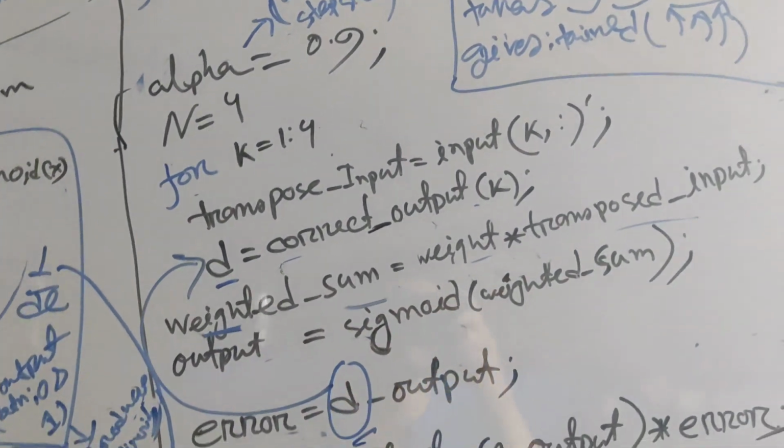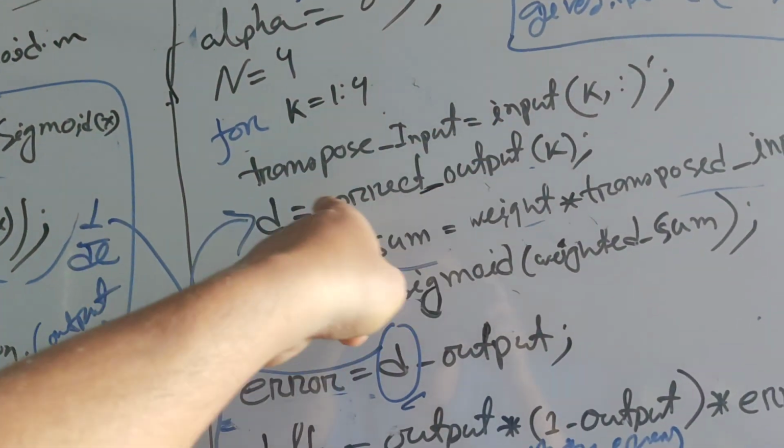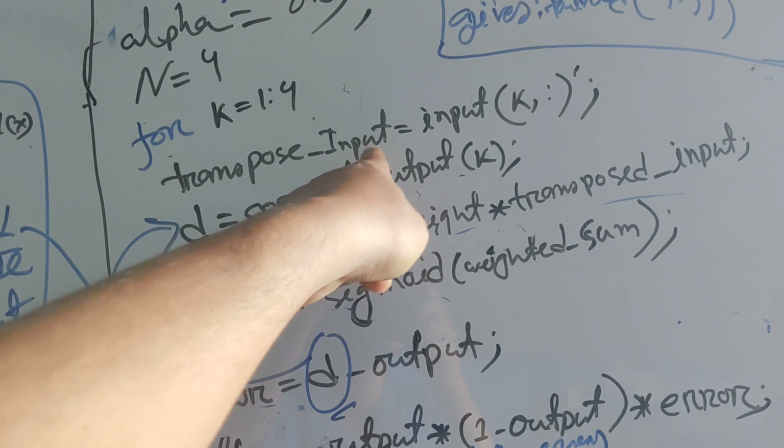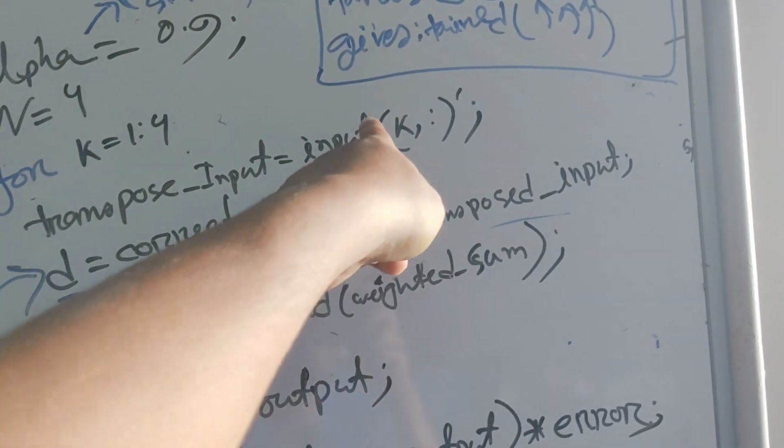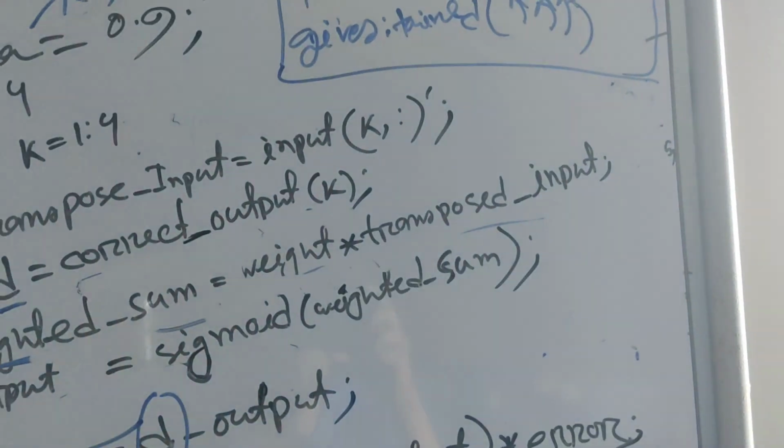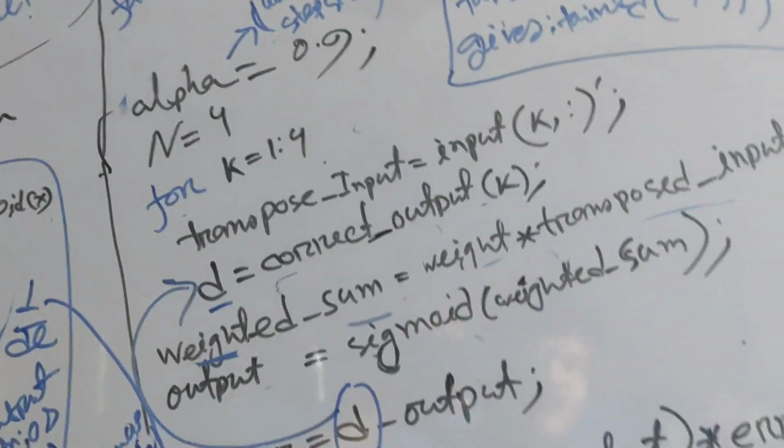So let's start. For k equal to 1, we need to transpose the input. You see that this thing is called transposing. So why do we need to transpose?